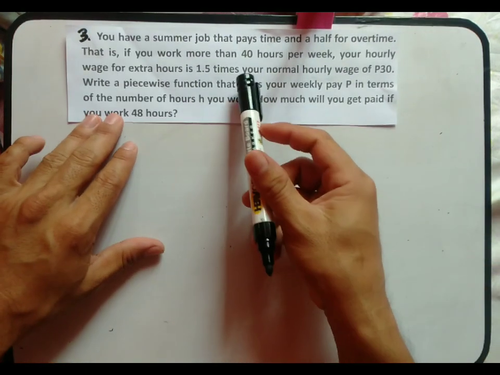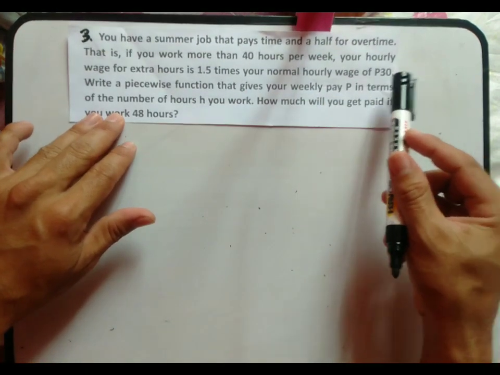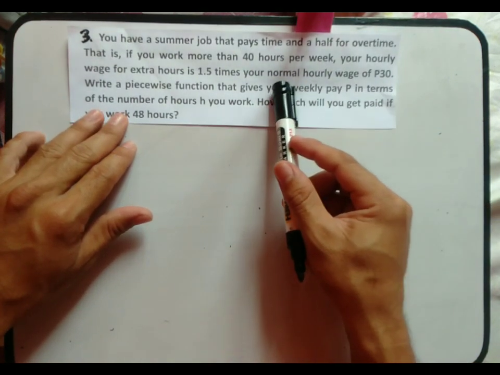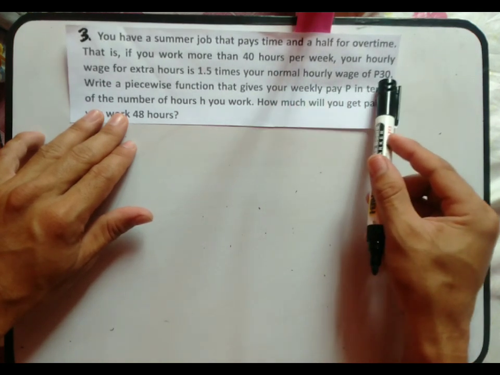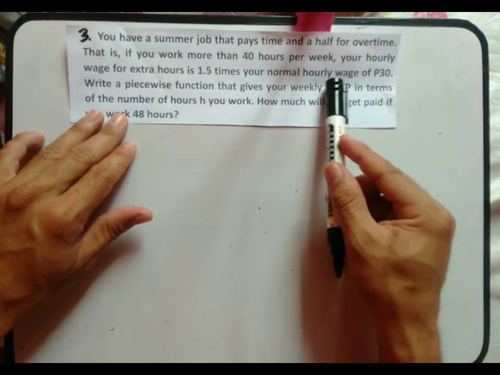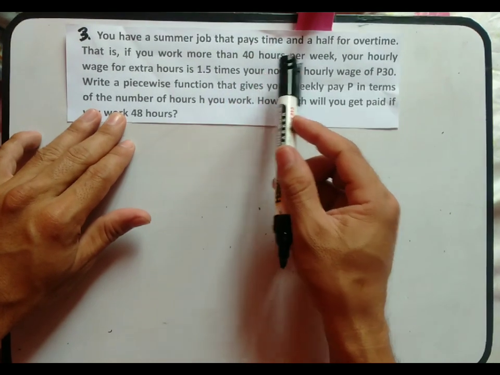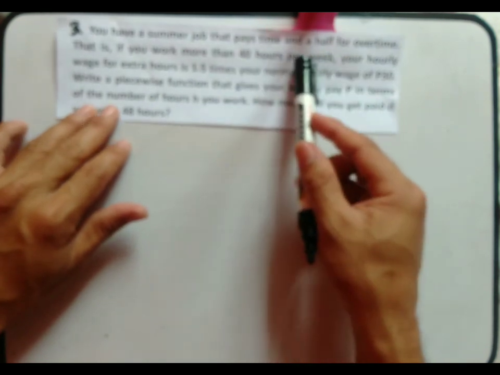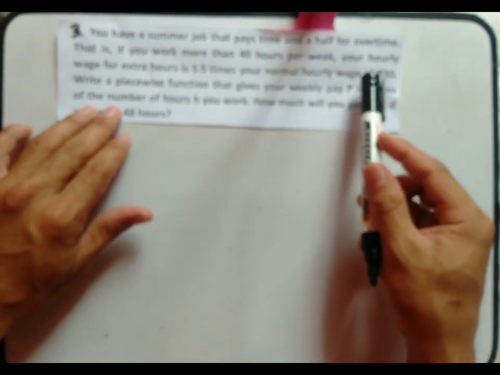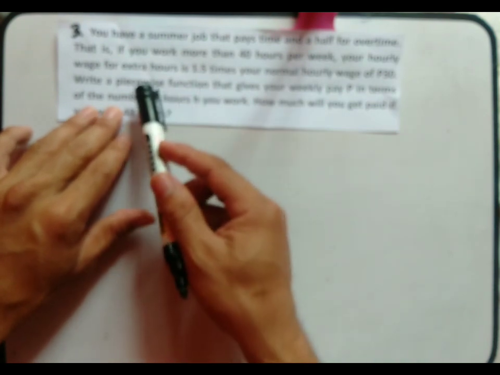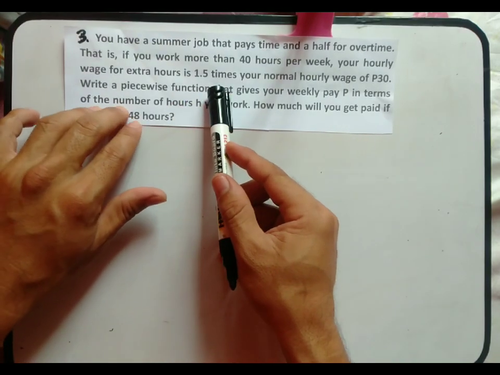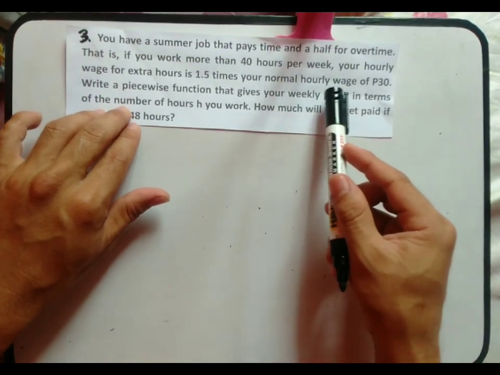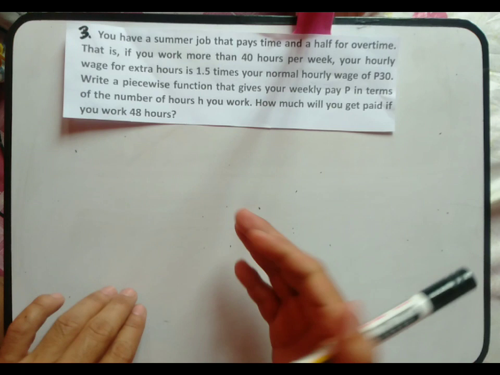Okay, so here, your normal hourly wage is 30 pesos. That is, if you work 40 hours or less per week. Pero kapag lumagpas ka sa 40 hours per week na yon, then your hourly wage will be 1.5 times your normal wage na or hourly wage na 30 pesos.